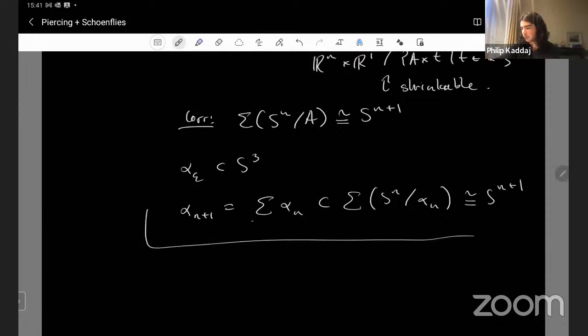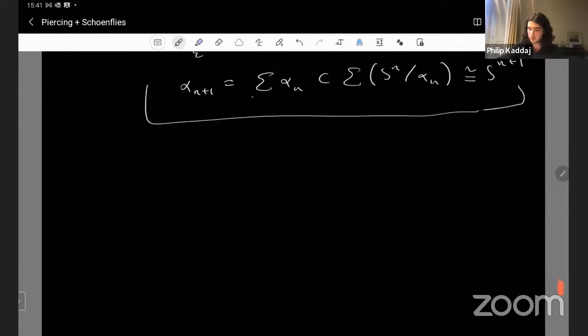But yeah, so here this is a process of generating wild arcs. But that was a little bit of an aside. So back to Cantrell.